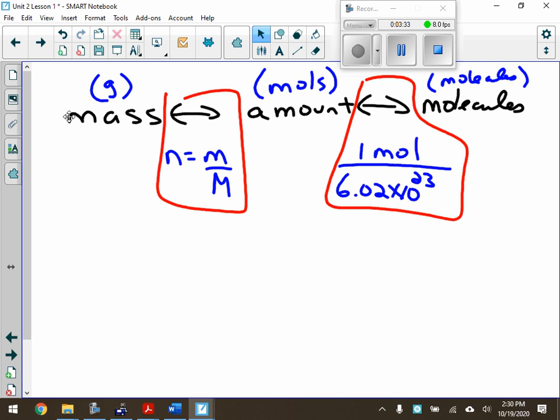So the point I'm trying to make is this part here could change. It could be atoms, it could be molecules, it could be ions, it could be formula units, it could be compounds, it could be particles, it could be whatever you want it to be. It depends on what the question's asking you. Usually in this case I would probably say molecules. But again, you can have a mole of anything. It doesn't make sense for a lot of things.